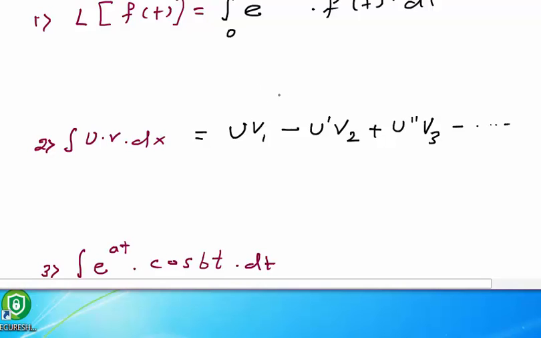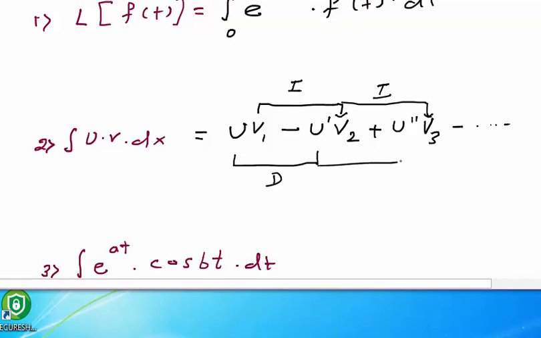So these v1, v2, v3 are nothing but integrations. Integration of v is v1, integration of v1 is v2, integration of v2 is v3, and so on. And for u, first we write u as it is, then we differentiate it, and then differentiation of u dash will be u double dash. While writing these formulas, we keep the values of v1, v2, v3 as we are getting them.